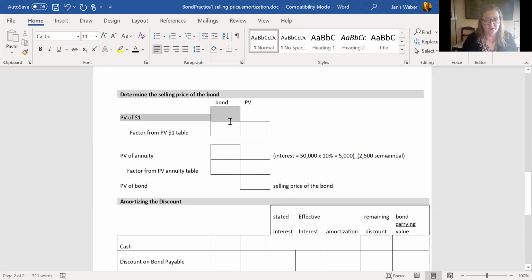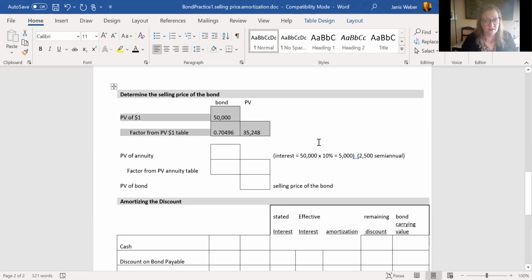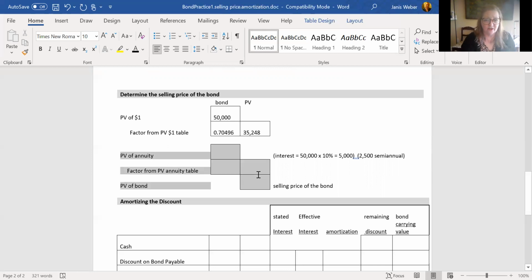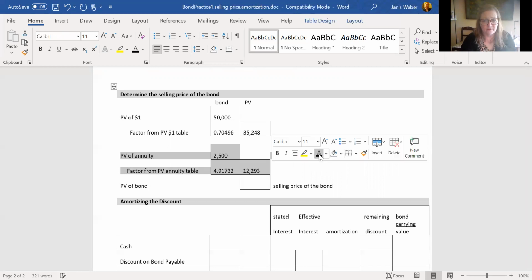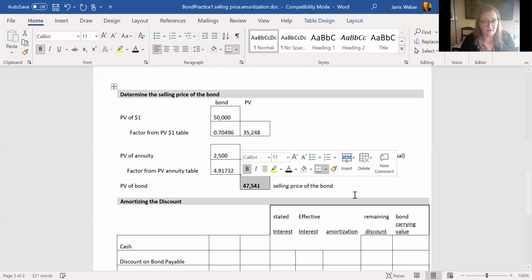All this just to make it clearer what I pulled from the table. When I calculated the present value of the face amount of the bond, I got $50,000 times that rate from the table to get 35,248. And then I calculated the present value of the interest. I took the interest amount of 2,500 and multiplied times the rate I found in the present value of an annuity table. And I got this 12,293. So the combination of the two brought me to the selling price of the bond.